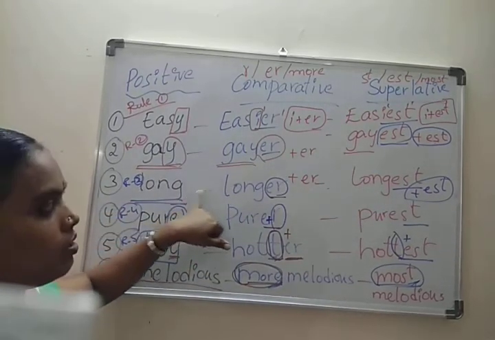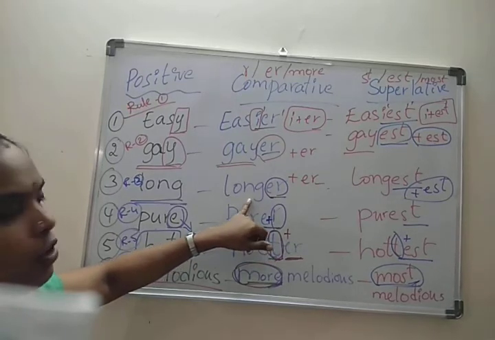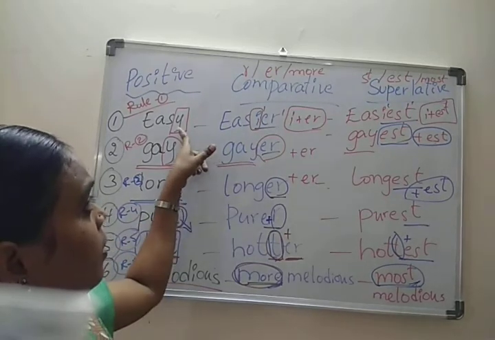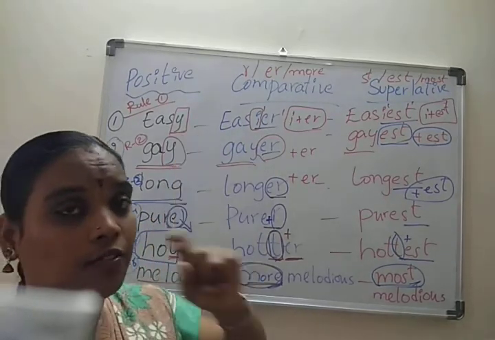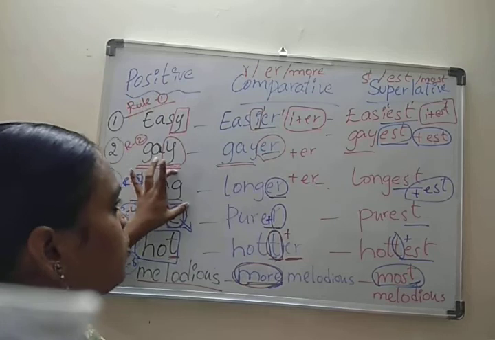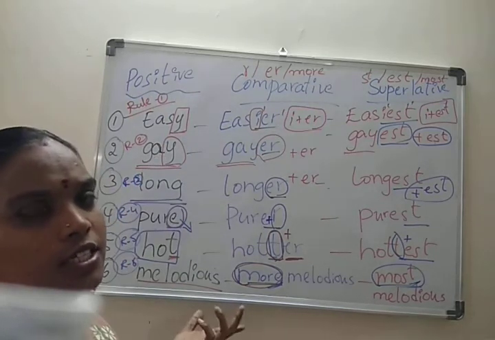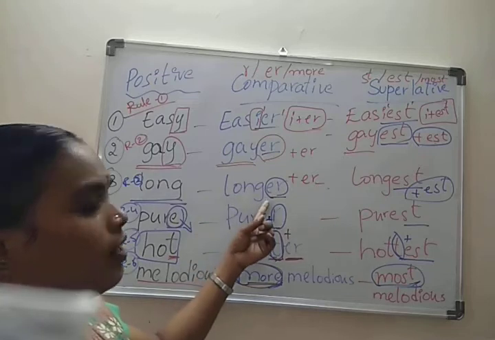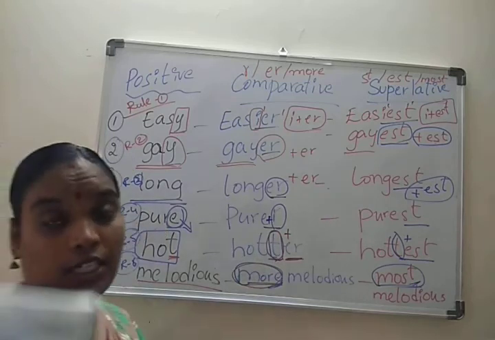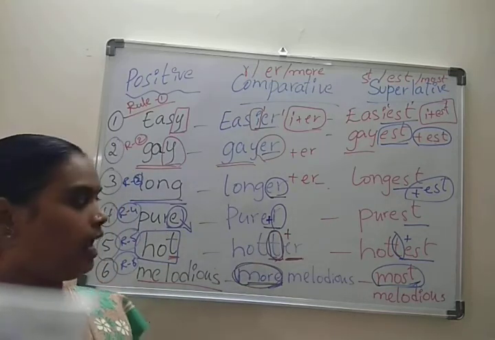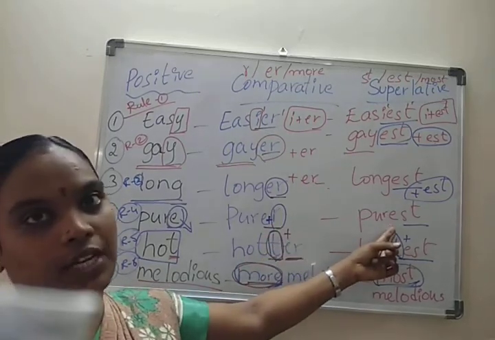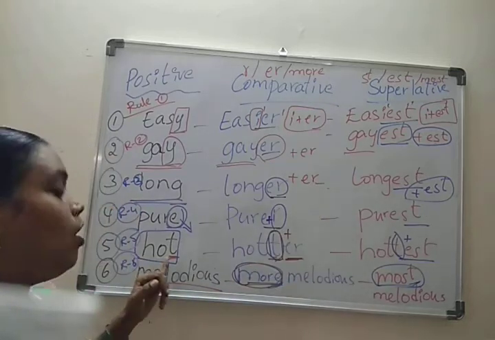Long. It's a one-syllable word, normally ending with a consonant. Here it ends with a consonant, but another rule is what? Y is a particular case. Here there is no other consonant change, so for long we can add only -er, -est. Pure. The word ends with E, so we add only -r in the comparative and -st in the superlative.